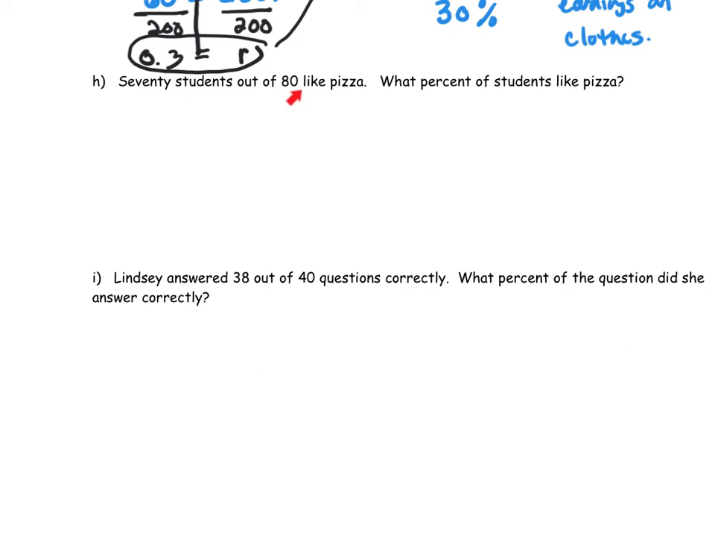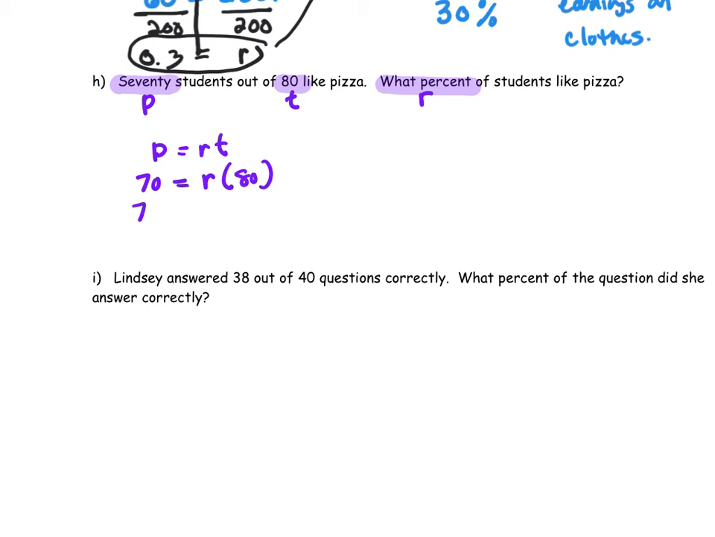70 students out of 80 like pizza. What percent of students like pizza? Let's highlight our information. 70 students out of 80 like pizza. And again, what percent of the students like pizza? What percent would be our percentage rate. The total would be 80, and the part would be 70. So we're going to use our equation. Part equals rate, percentage rate, times total. The part is 70. The rate, that's what we're trying to find out, so it stays a variable. And the total is 80.